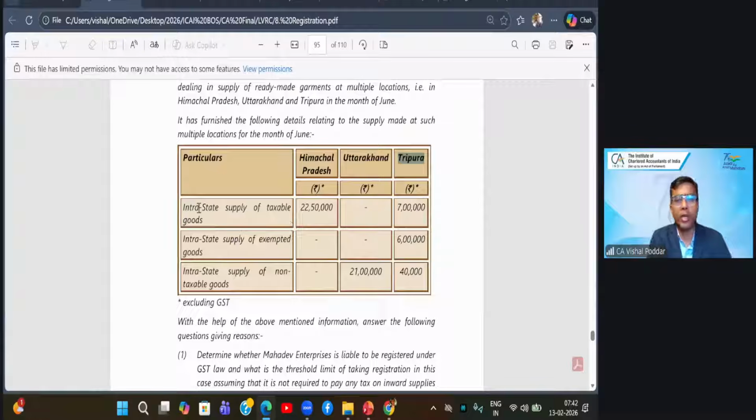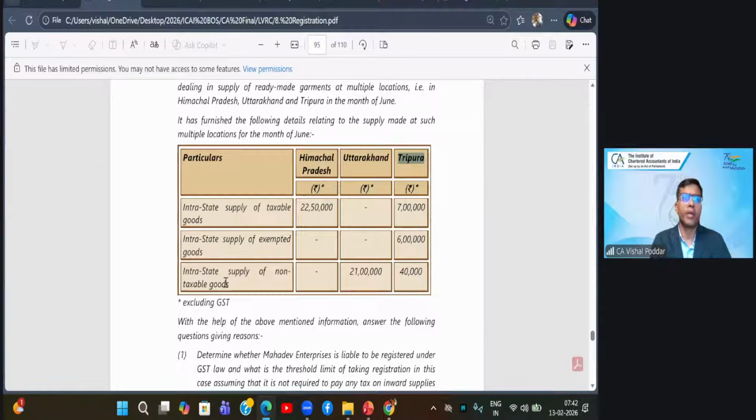Now here we are having intrastate supply of goods, we are having intrastate supply of exempt goods, we are having intrastate supply of non-taxable goods. Now the point is, supply of non-taxable goods is also called exempt goods. I hope you all know this. So non-taxable goods are also covered in exempt. So supply of non-taxable is also treated as exempt supply.